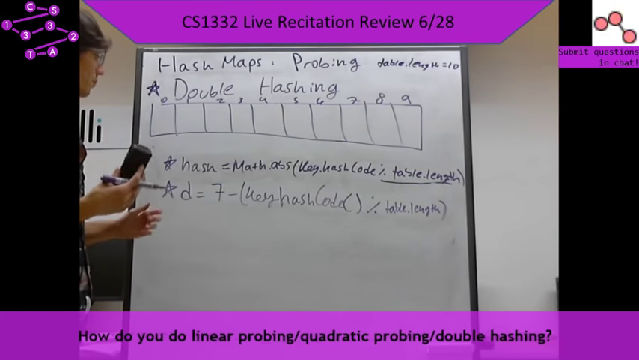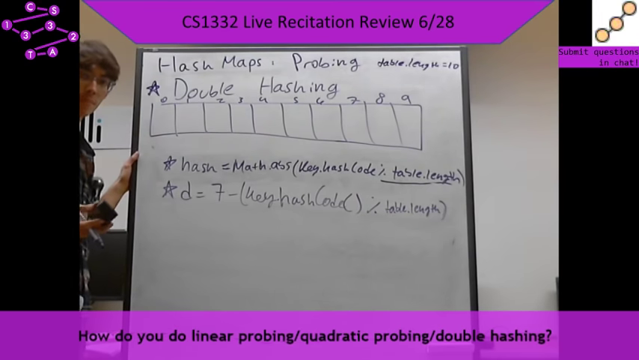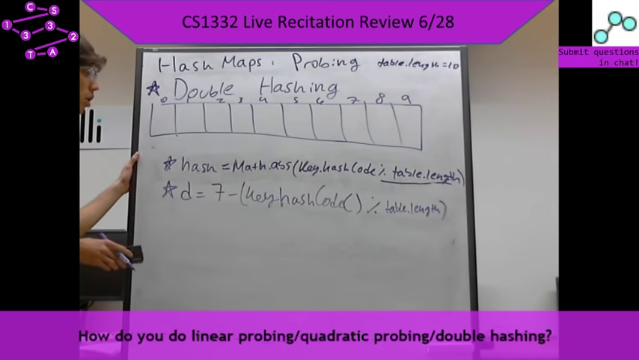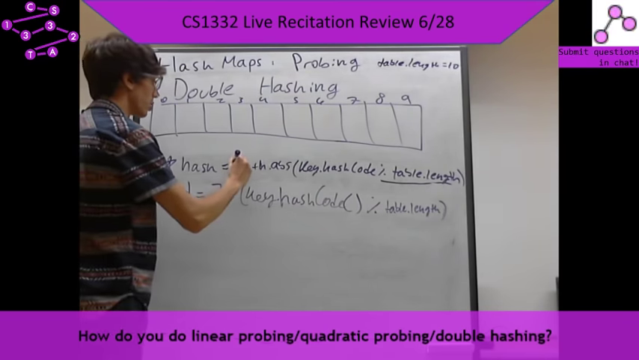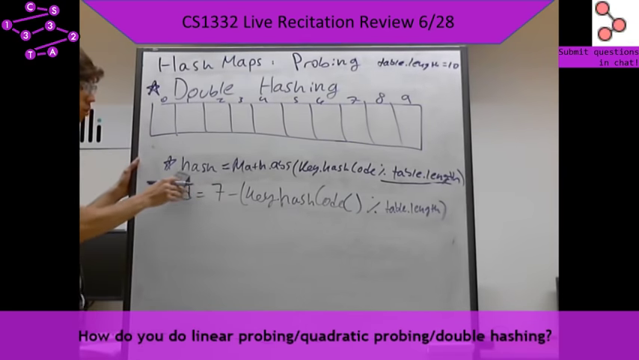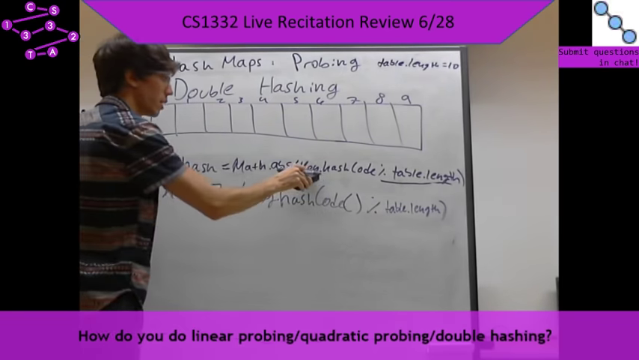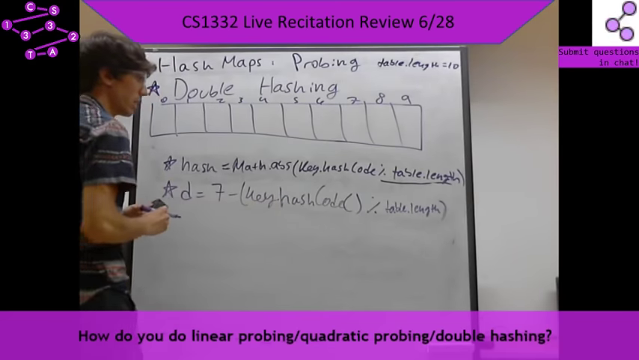Okay, cool. So, as some of you may be questioning now, Jacob was talking about a second hashing function. So as normal, we have our hash that we've been using the entire time. It's just key.hashcode mod table length.